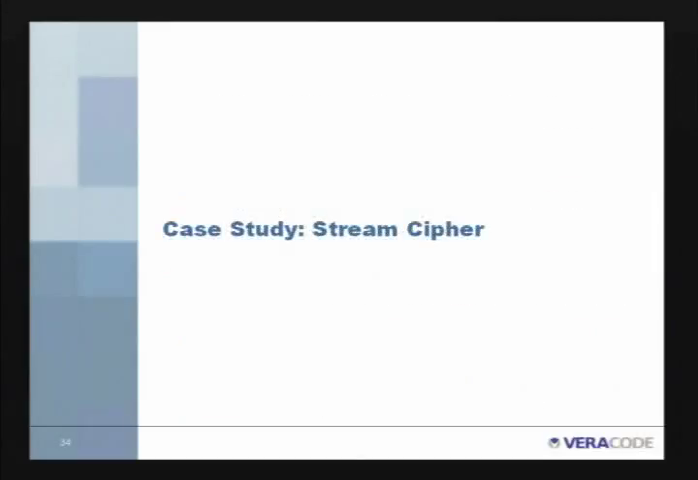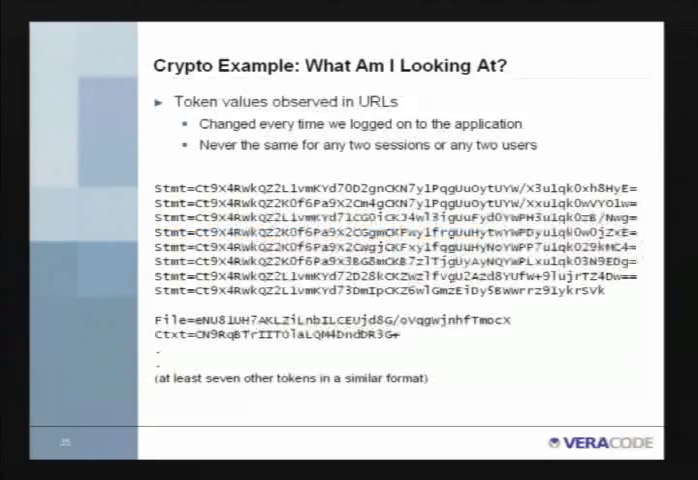So a stream cipher example, that was a block cipher. We can find similar weaknesses in stream ciphers using the same good old pattern recognition techniques. Okay, another application. In this case, we found a bunch of tokens in URLs that we didn't know what they were. And they were all over the application. It wasn't just one cookie. It was parameters that were passed back and forth with requests.